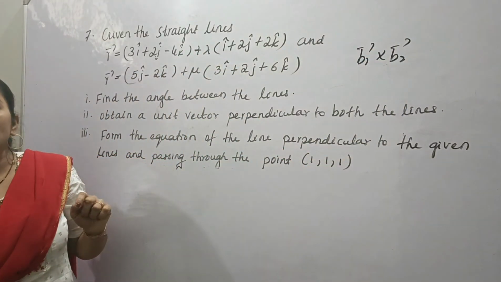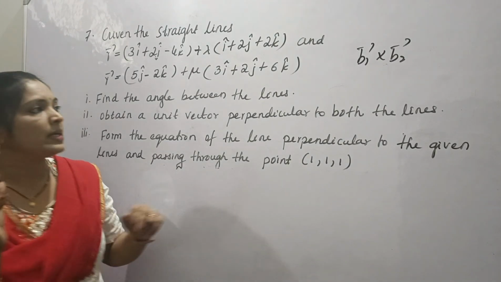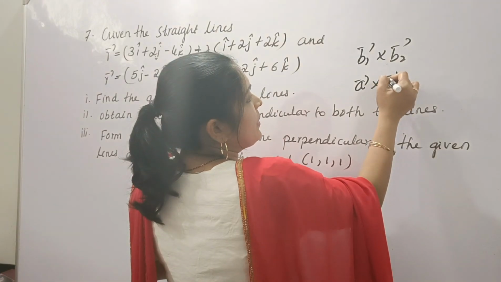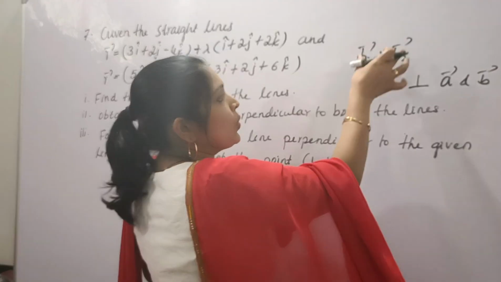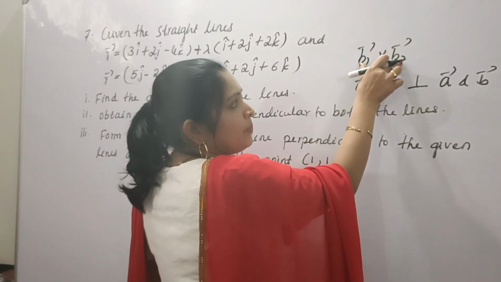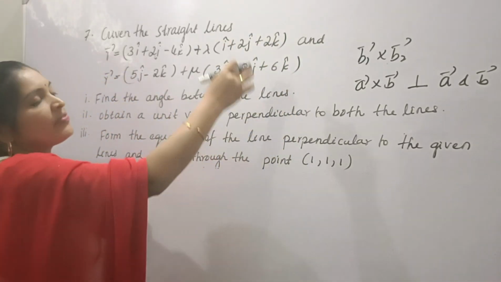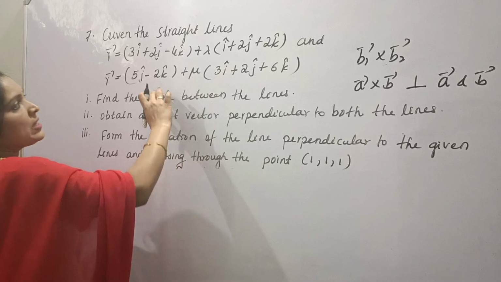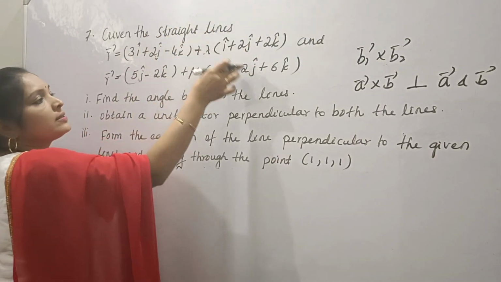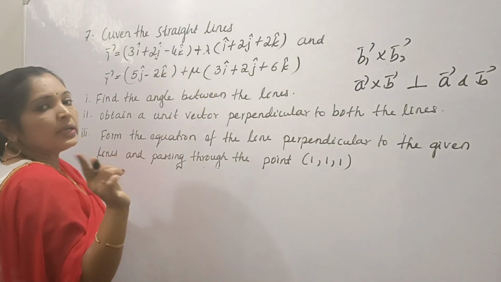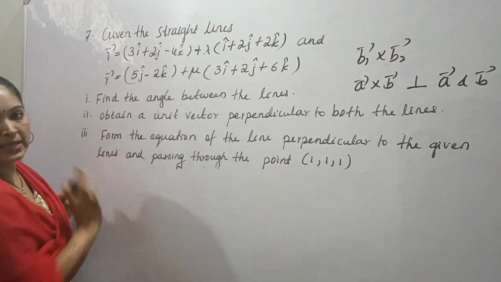Because we know that vector a cross vector b is perpendicular to both vector a and vector b. So here, vector b1 cross vector b2 is perpendicular to both of these vectors. Therefore, vector b1 cross vector b2 is perpendicular to both of these lines, because b1 is parallel to one line and b2 is parallel to the other.